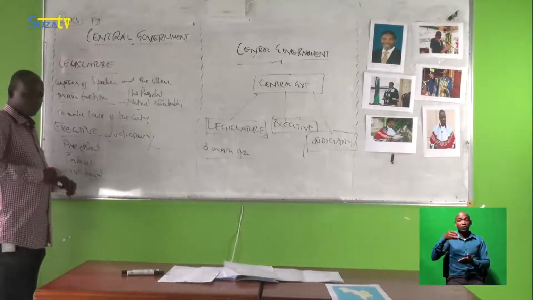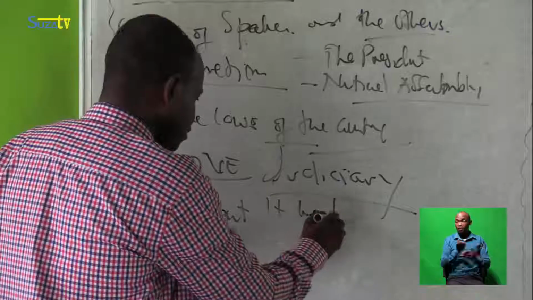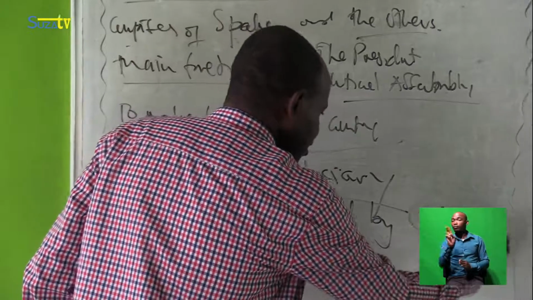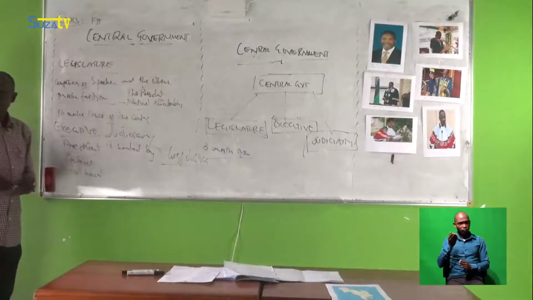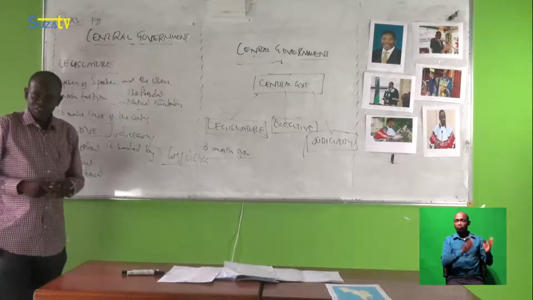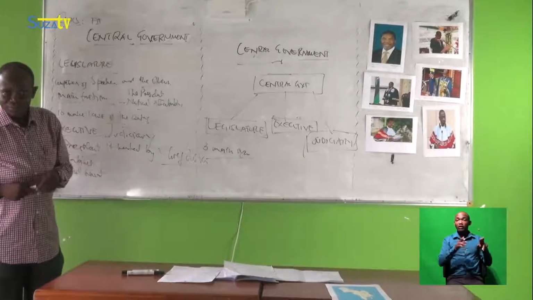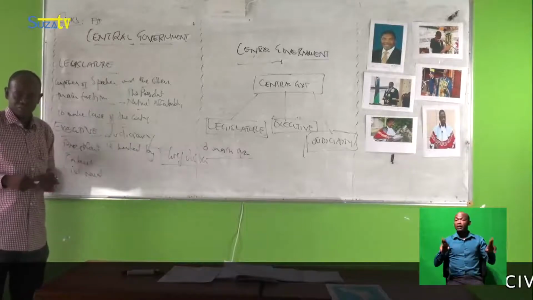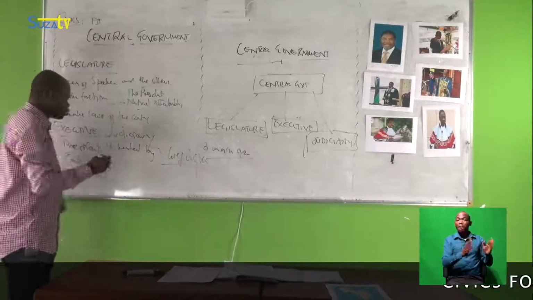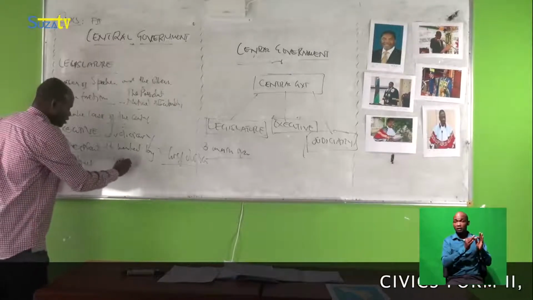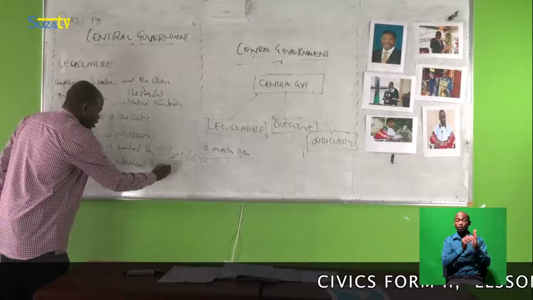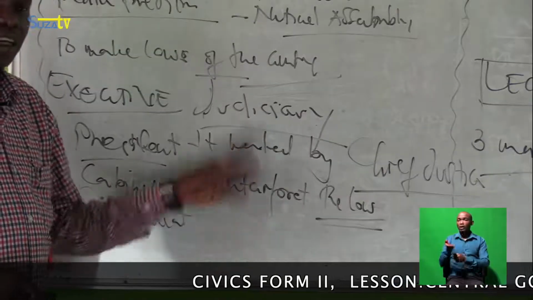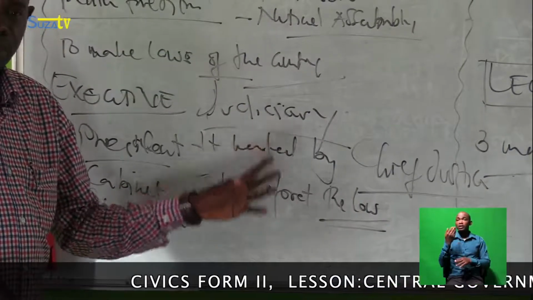The judiciary is headed by someone called the Chief Justice. Can you spell Chief Justice? True. Thank you very much. So the Chief Justice is the head of the judiciary. The main function of the judiciary is to interpret the law. All things concerning law work under the judiciary. So the judiciary is a very important organ of the government.